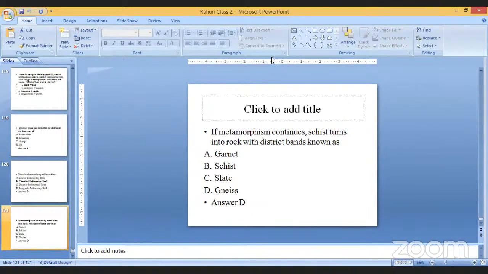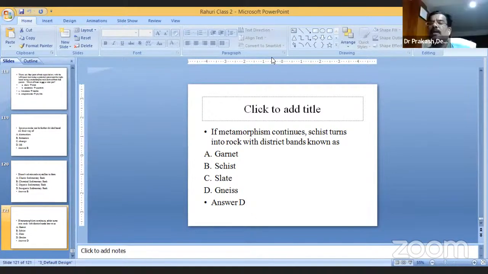Sir, do tectonic plates lie in the lithosphere or asthenosphere? No, not in asthenosphere. The lithosphere materials are floating in the asthenosphere. It's a semi-solid asthenosphere. Okay, any doubt, anything you can ask.